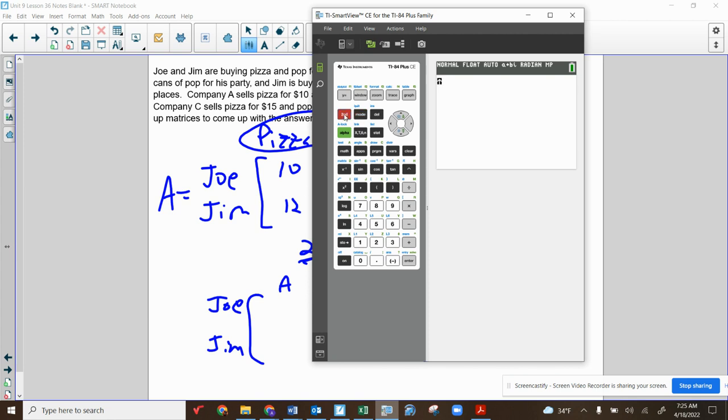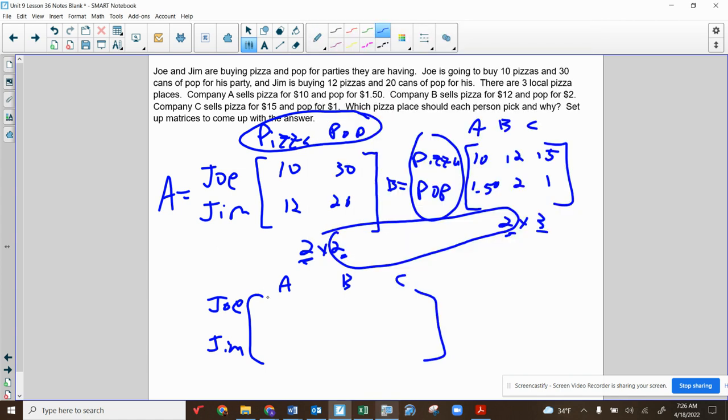Okay, I'm going to multiply them together now. Second matrix. Now I'm going to stay on names this time. Pop up A here, because I want to do A times B. So I'll click on that, hit the multiplication sign. Second matrix B, and there it is. Okay, so those numbers are 145, 180, 180, 150, 164, and 200. Okay, so it turns out that Joe's best bet is A and Jim's best bet is A. So they should both buy their pizzas from A because it's the cheapest.